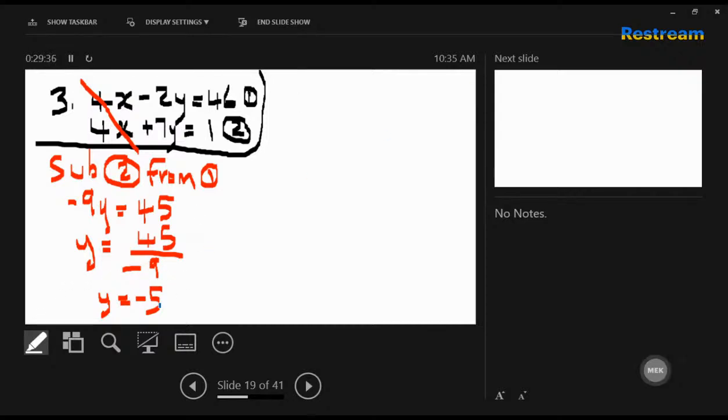we're going to plug in that value for y. So let's use the first equation to plug it. So 4x minus 2y. I should have used a simpler equation, but it's okay. Because 46. So 4x. Now we're going to plug in negative 5 where y is.